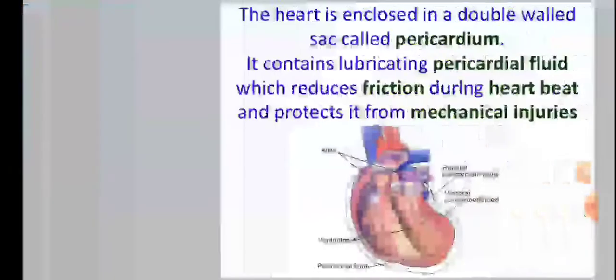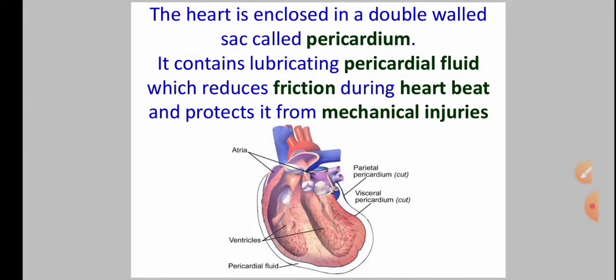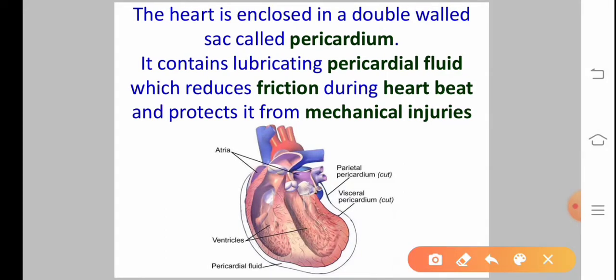Outer covering of heart. The heart is enclosed in a double-walled sac called pericardium. It contains lubricating pericardial fluid which reduces friction during heartbeat and protects it from the mechanical injury. The pericardium has two layers. One is parietal pericardium and another one is visceral pericardium, the inner layer. In between these two layers, the pericardial fluid is present.